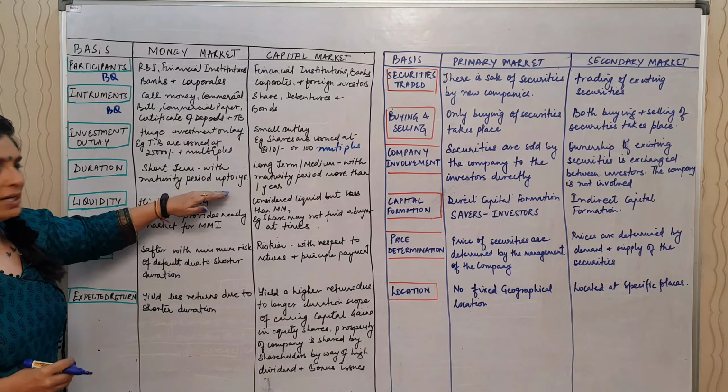This is long term and medium term, with a maturity period of more than 1 year. So it could be 3 years, 5 years, 25 years. Debentures are for 20-25 years also. Shares are for a lifetime. Liquidity: the money market is highly liquid.